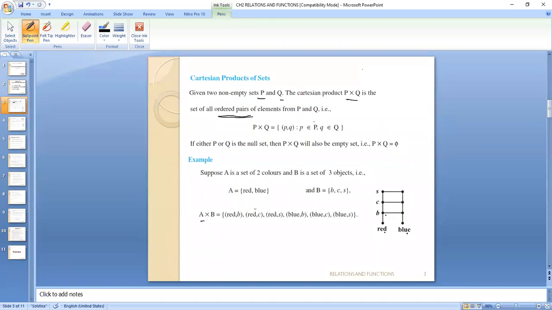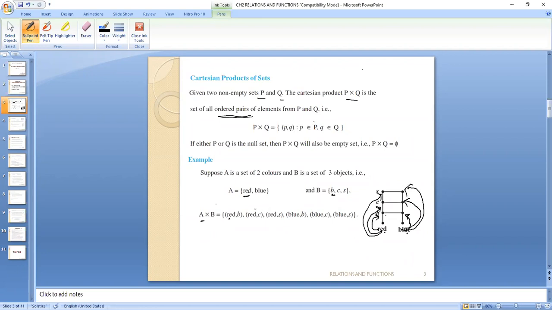A cross B. A means the first element, so I'll write red. Then the second element is from the second set: first element from the first set, second element from the second set. Red with B I have written, then I will write red with C, then red with S. After that, blue with B, then blue with C, then blue with S.